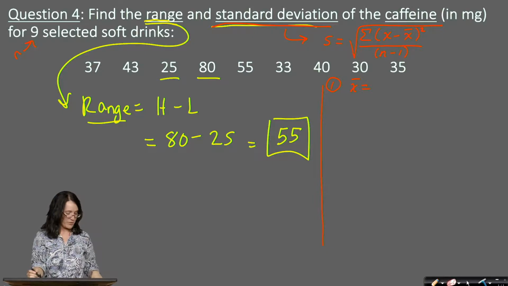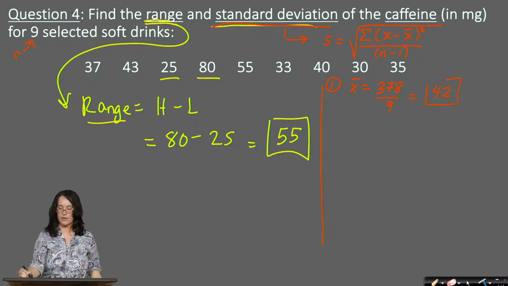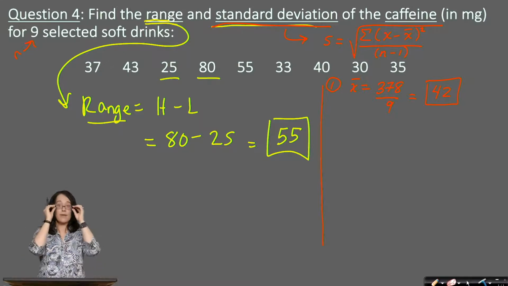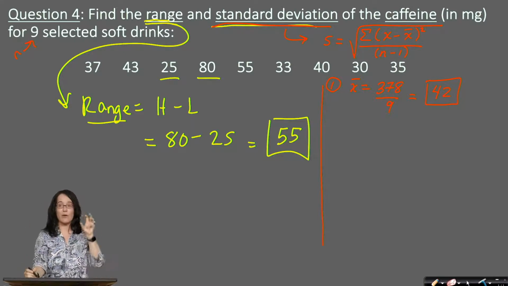So when you do it, what did you get? 378 is what I got, divided by 9. And that gave me the answer 42. Okay, so that was my first step. Why do I need that? Well, I need that so that I can now find the difference between every data value and that number.